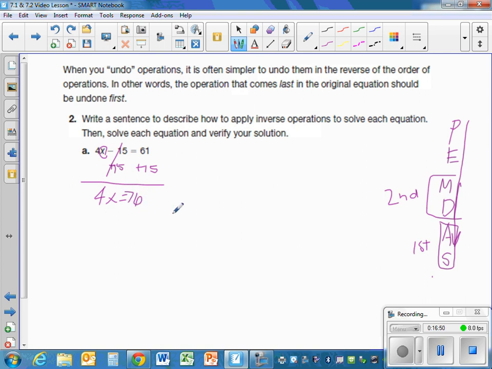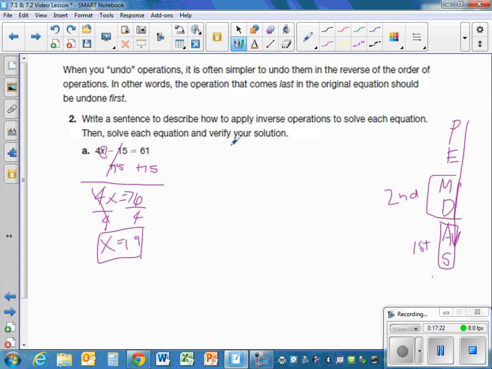Next is to take care of any multiplication or division. That's our second step. So here, our variable x is being multiplied by 4. When they're right next door, it just means multiplication. Opposite of multiply by 4 is divide by 4. If I do it to the left, I have to do it to the right. Anything divided by itself is going to cancel out and give you 1. So we just have 1x left over. And then 76 divided by 4 gives us 19.